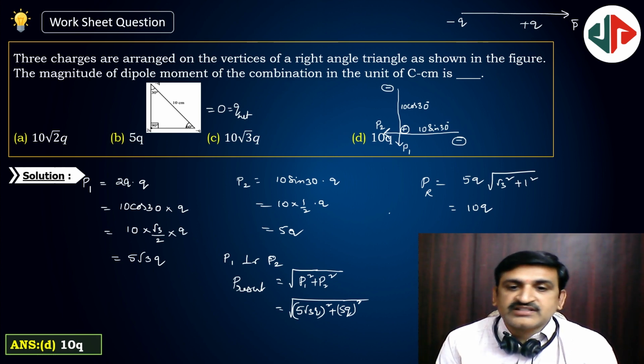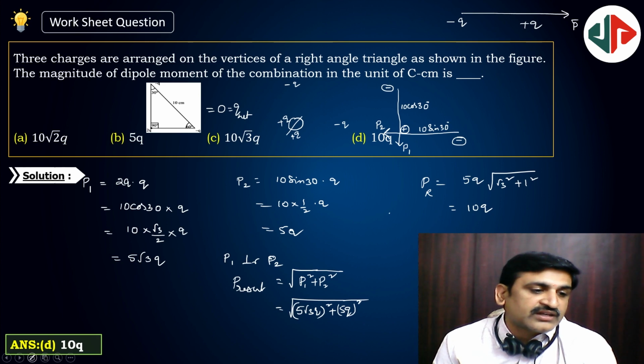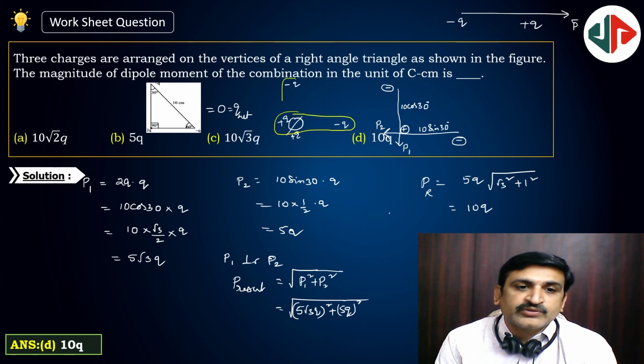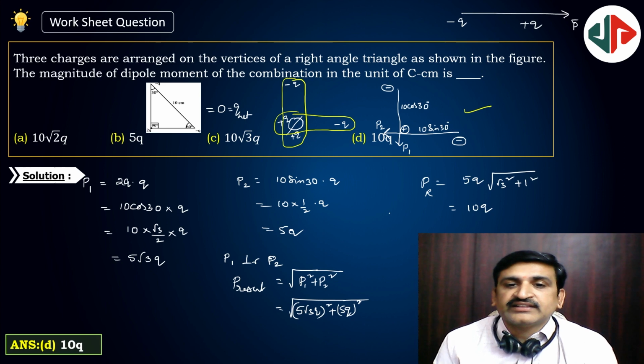So what have I given? This is minus q, this is 2q. I split 1q here, 1q here, and this is one more minus q. Now the dipoles are minus q to plus q, one dipole, and minus q to plus q, one dipole. So two dipoles I have taken like this. Okay, next.